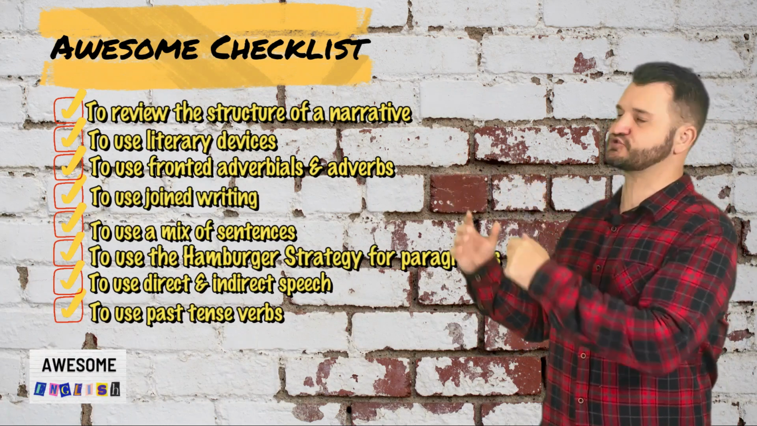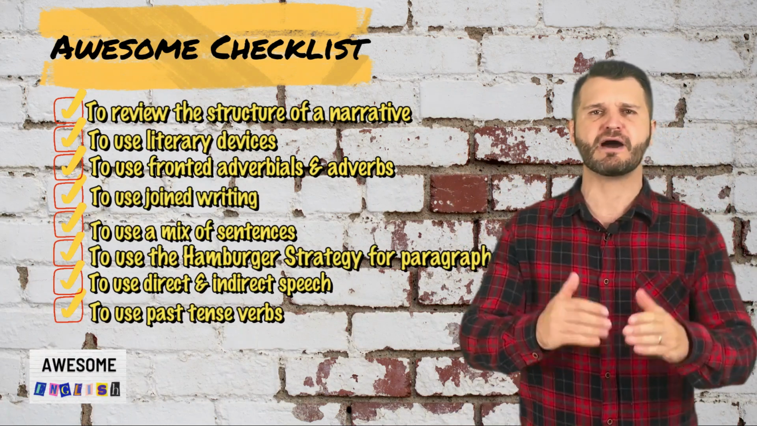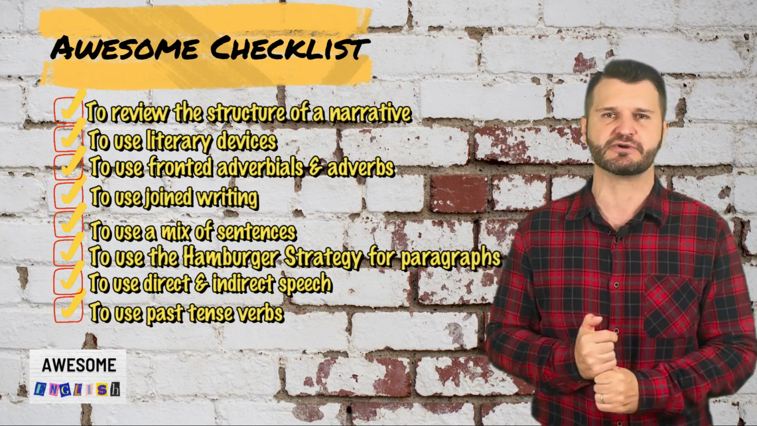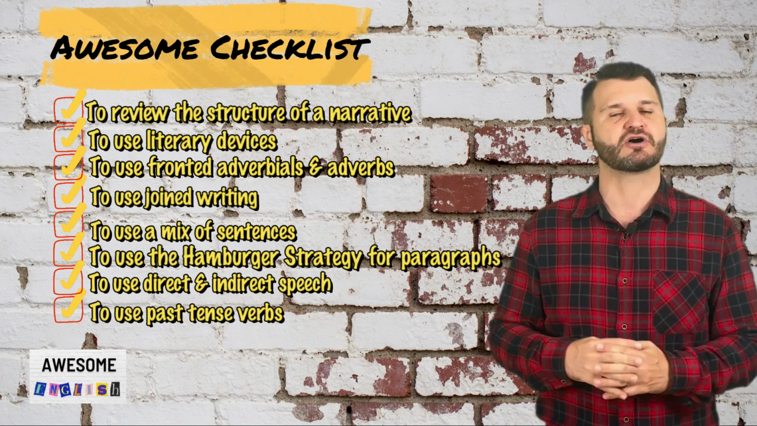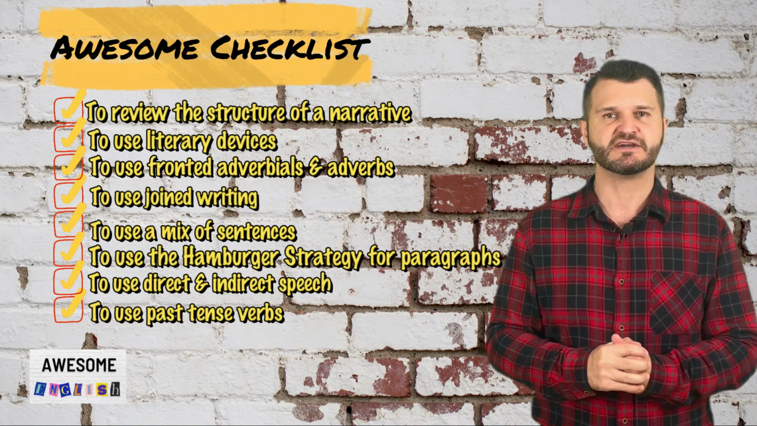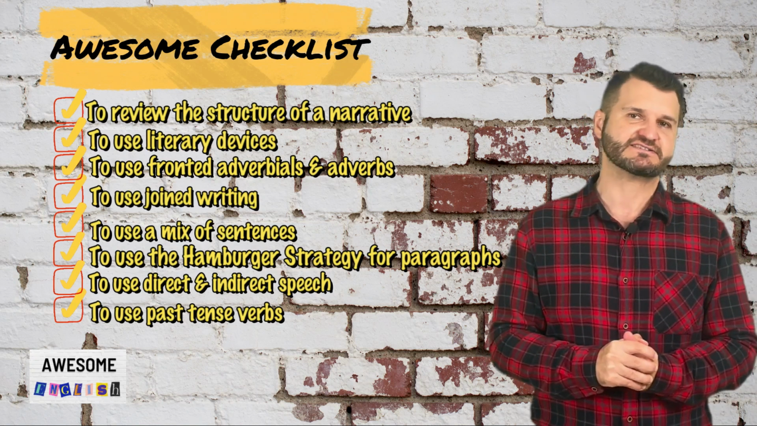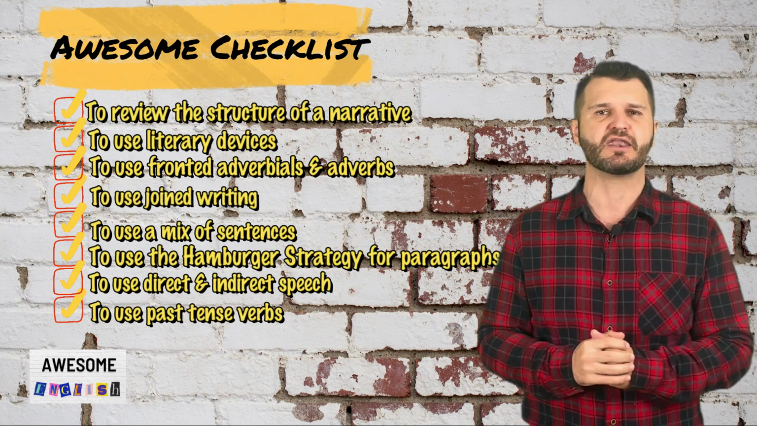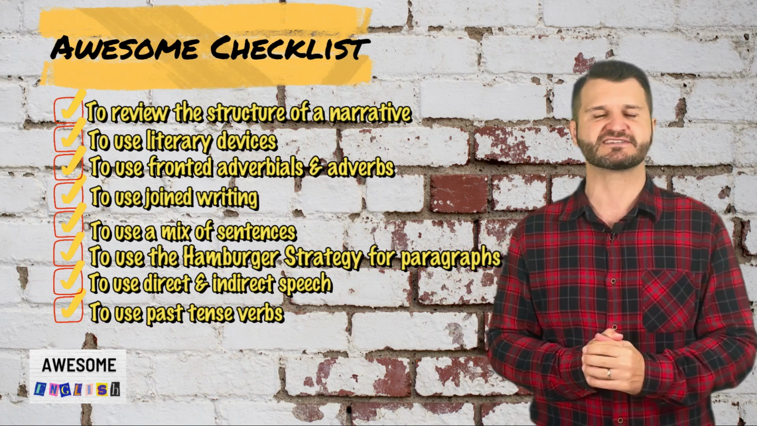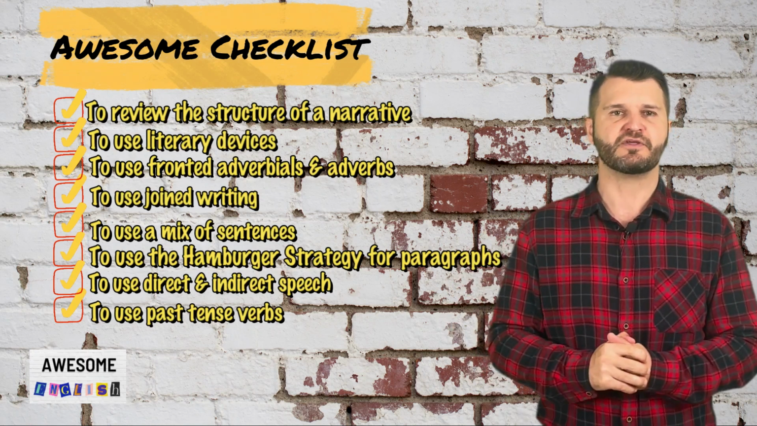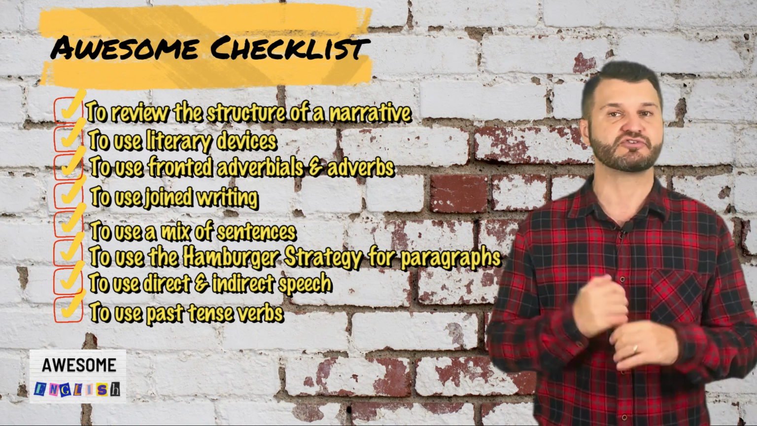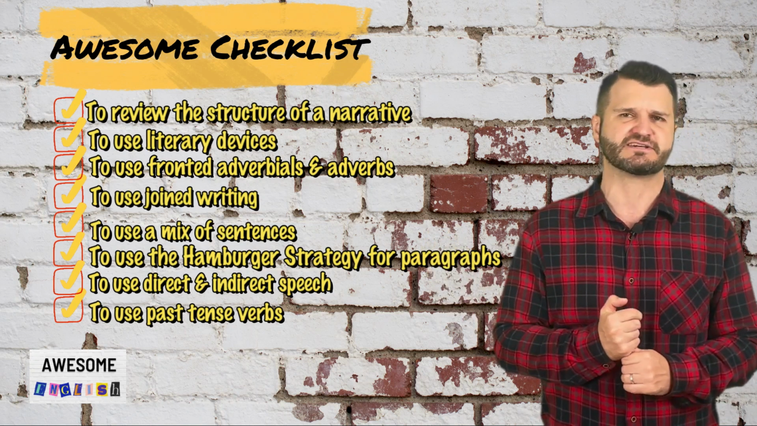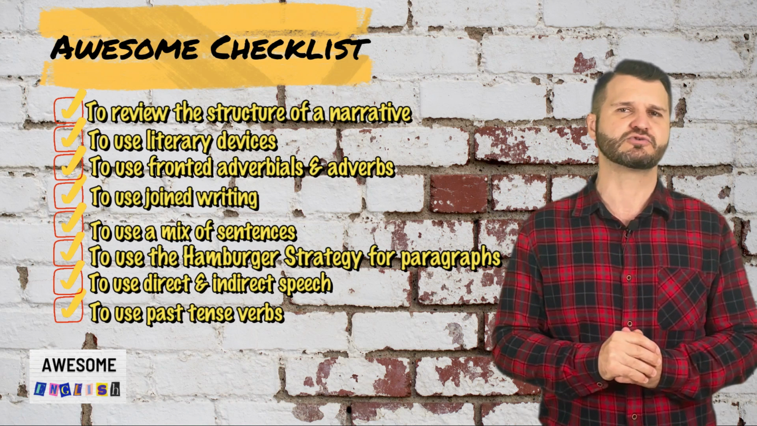Alright, welcome to our awesome checklist for today's lesson. It's our roadmap to success. So the first objective we want to achieve in this sci-fi series is to be able to review the structure of a narrative text. Then our next objective is to be able to use literary devices. Now, if you haven't checked out all the videos we have on literary devices, I suggest you do that now. You can use these in your narratives and they are so important in engaging the reader. The next one is to be able to use fronted adverbials and adverbs. Then, to know that the micro features also include things like joined writing, because we really want to make sure our writing looks good and is clear.